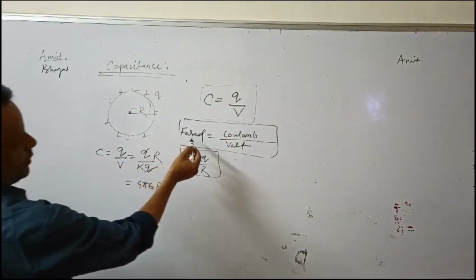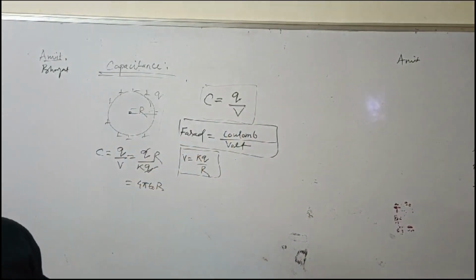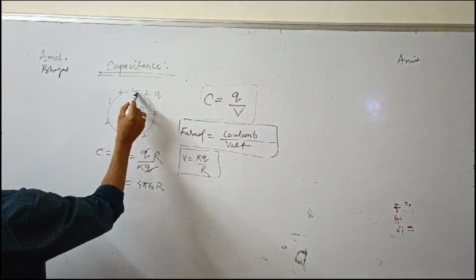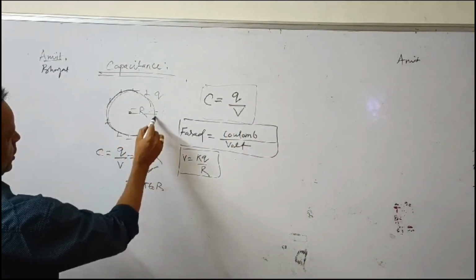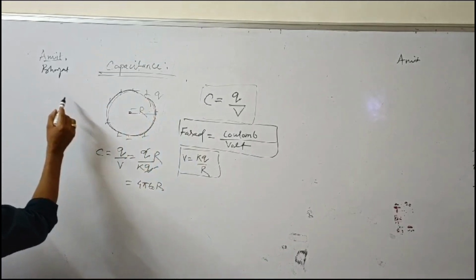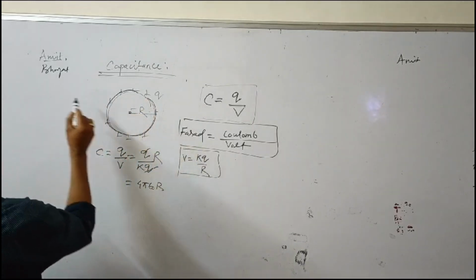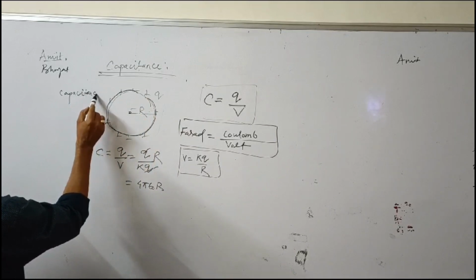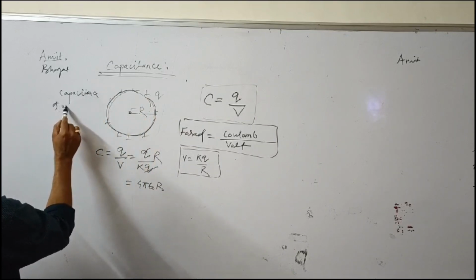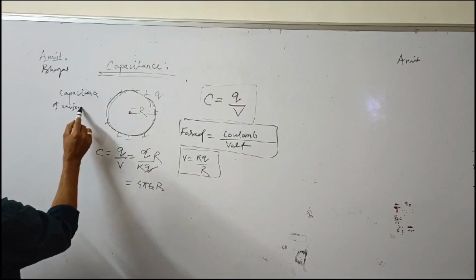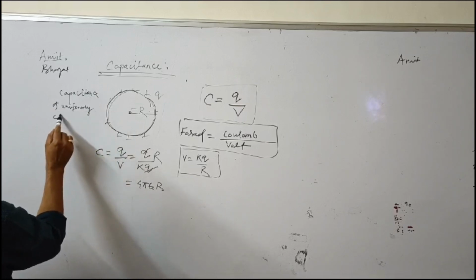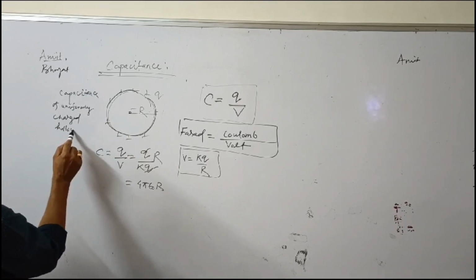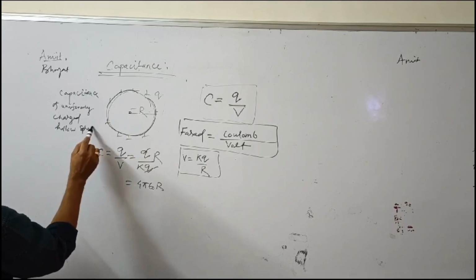And capacitance of a capacitor is said to be 1 farad if a charge of 1 coulomb increases the potential by 1 volt. We are calculating here the capacitance of a uniformly charged hollow sphere.